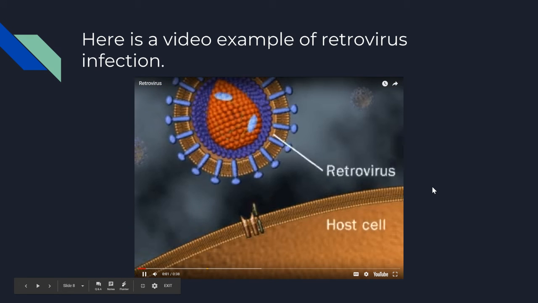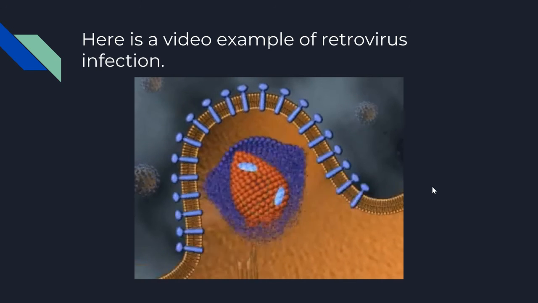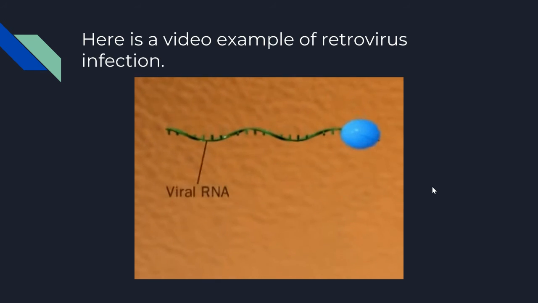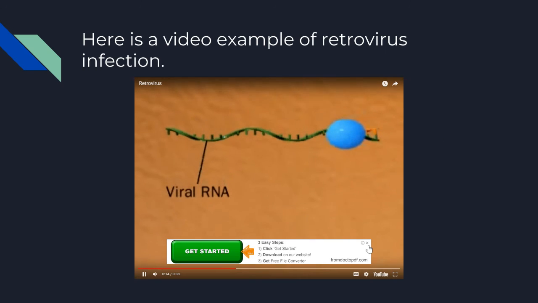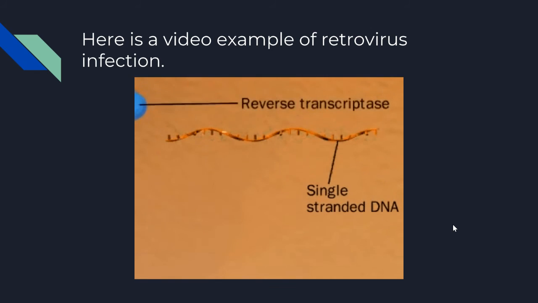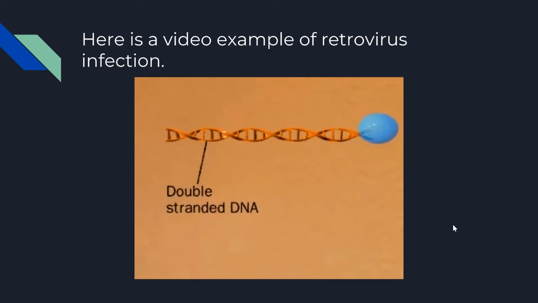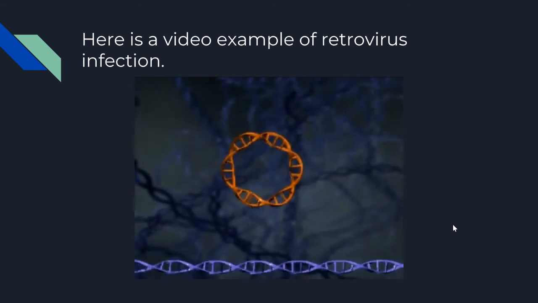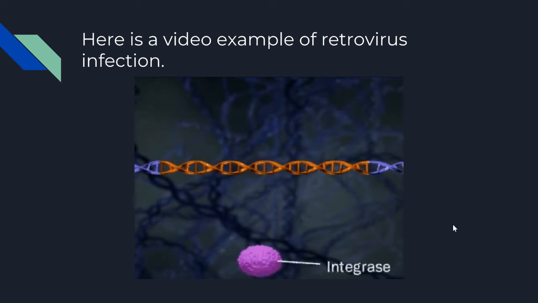When a retrovirus infects a host cell, the viral RNA genome is released into the cytoplasm where the viral enzyme, reverse transcriptase, copies the viral RNA into single-stranded DNA. The viral RNA degrades, and reverse transcriptase synthesizes the complementary second DNA strand. The double-stranded viral DNA enters the nucleus where it integrates into the host cell's DNA genome using the viral enzyme integrase.